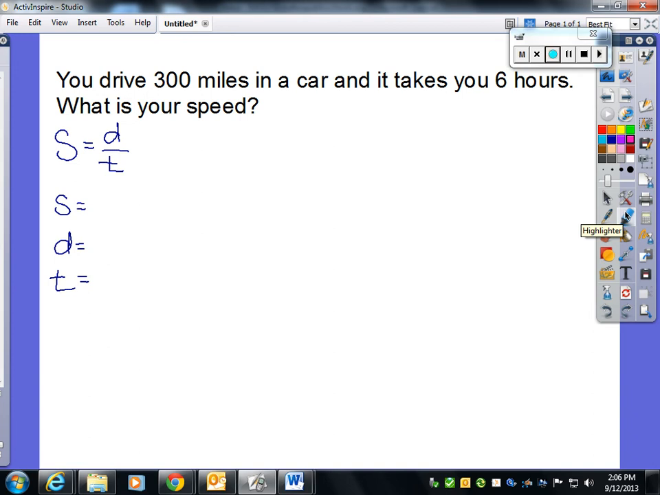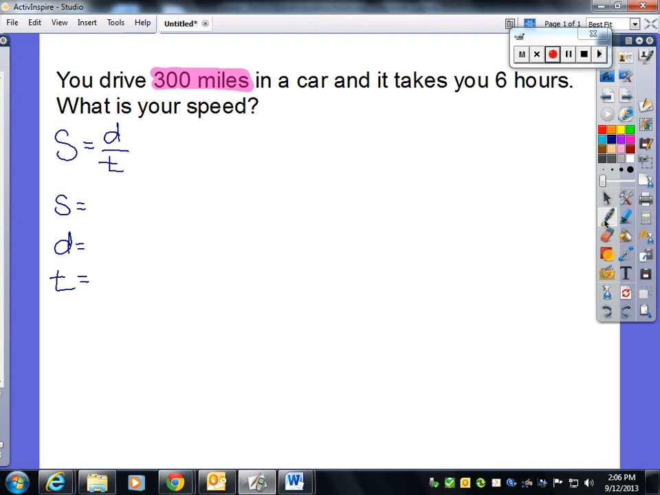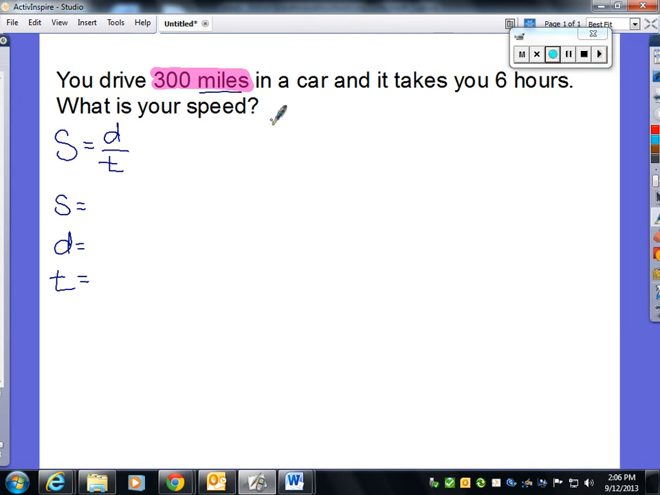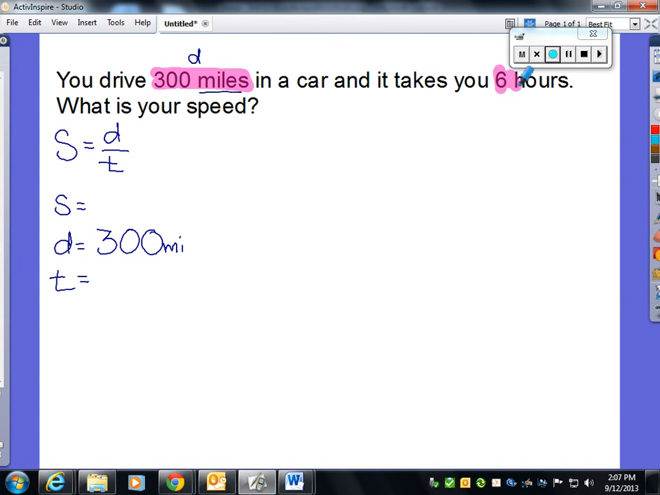So you start reading through it before you start doing any work, and you try to see what it is that you know from the word problem, what information is given to you. As we see, you drive 300 miles. When I see that, I know that miles is a unit that represents distance. So that is my distance, and I go ahead and place it down here next to the D.